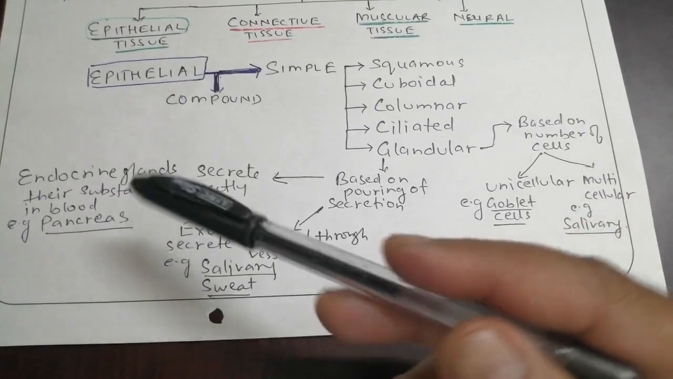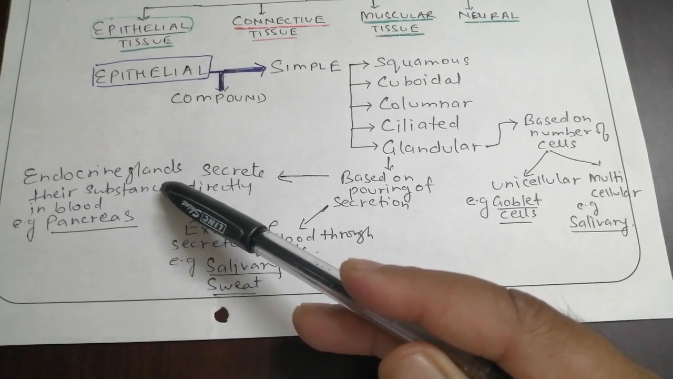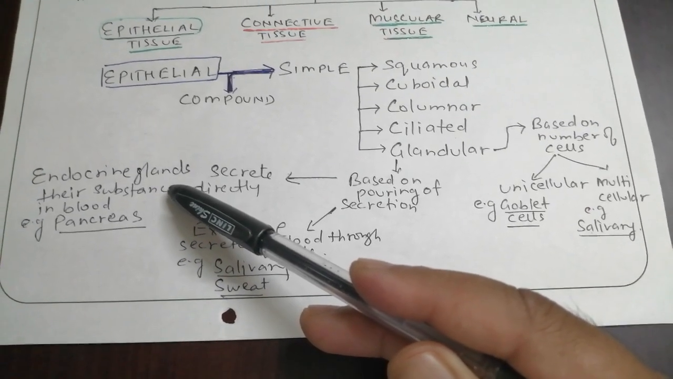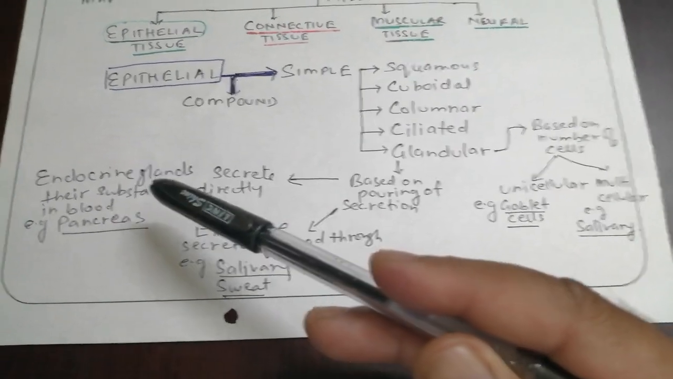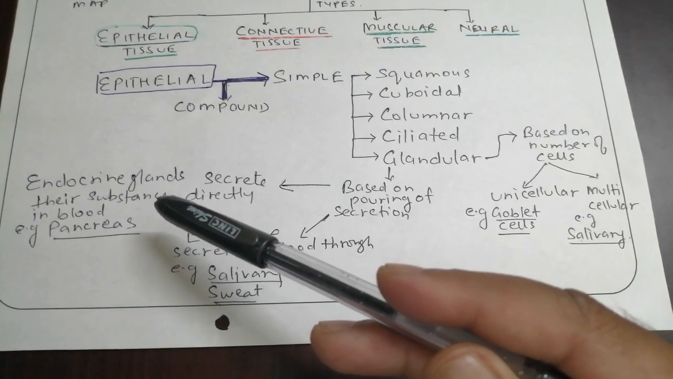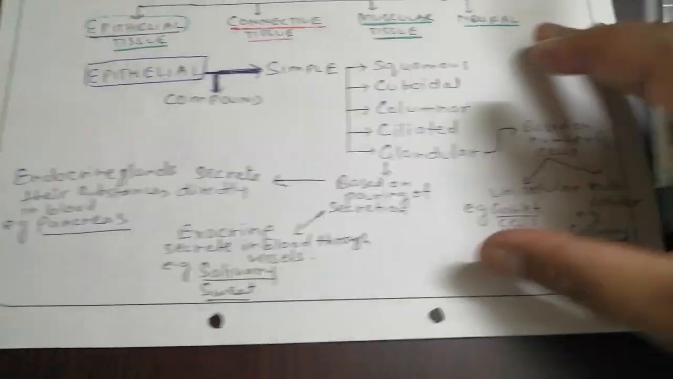So again I will tell you about the endocrine glands. What are endocrine glands? Those glands which do not have ducts or vessels. They pour their secretions directly into the blood. Then blood carries it to the various parts. So children, now we have studied about the epithelial tissues.